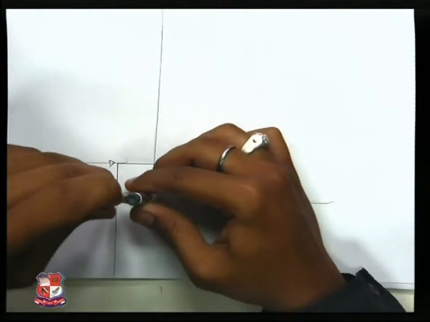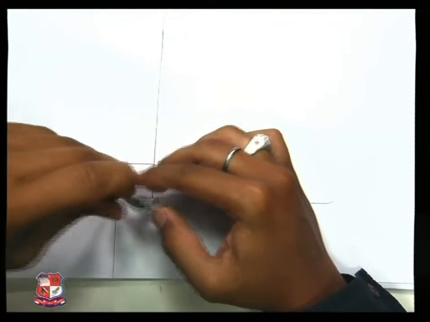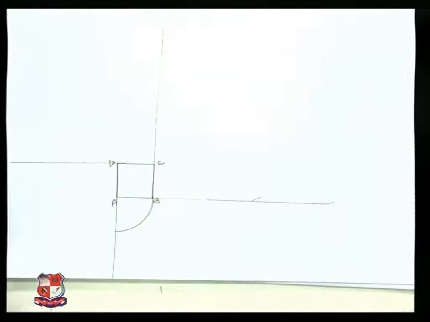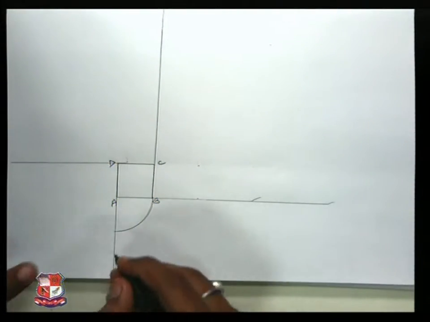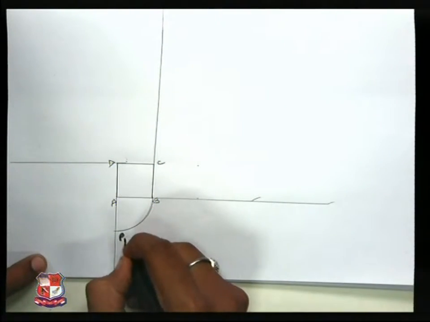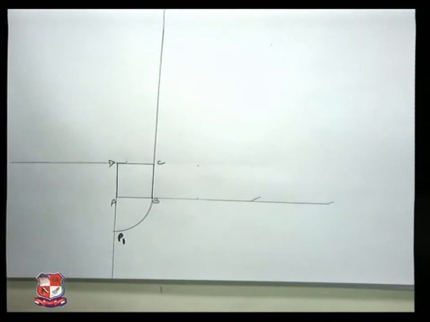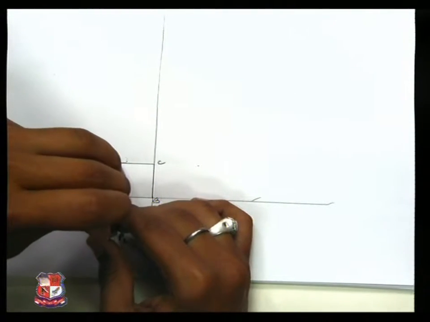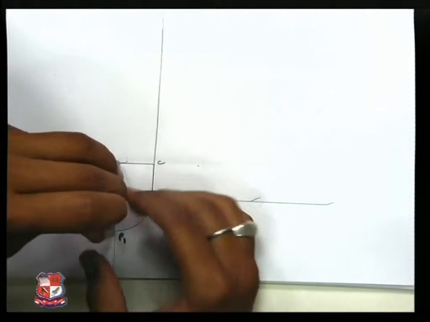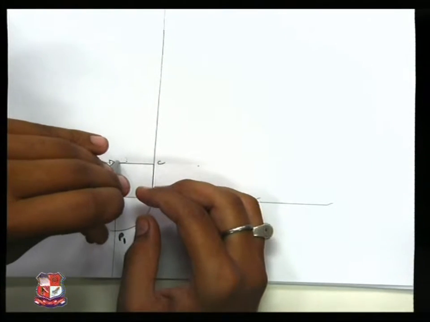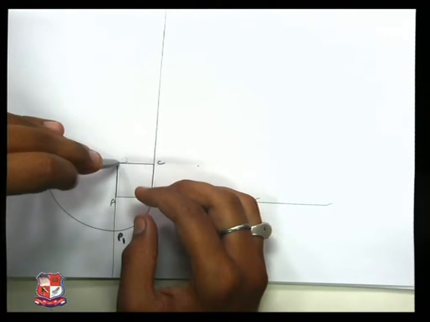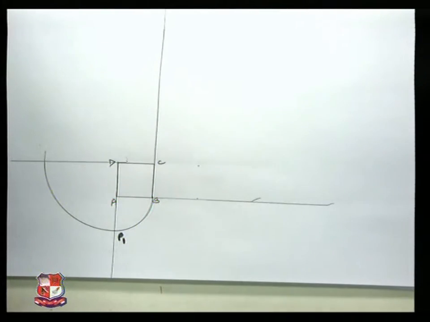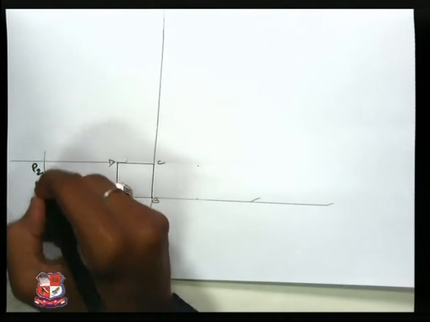Take radius as AB and A as center, draw a continuous arc like this. The point we have got is called P1. Take DP1 as radius, D as center, draw a continuous arc like this. The point we got is called P2.